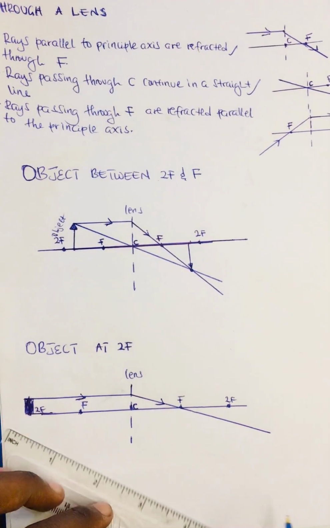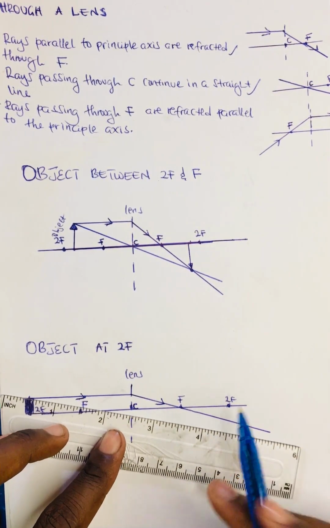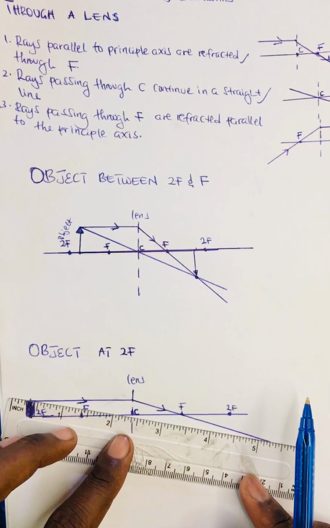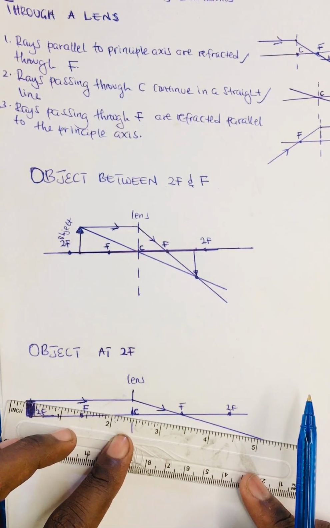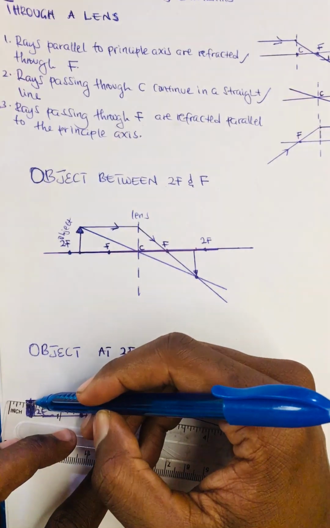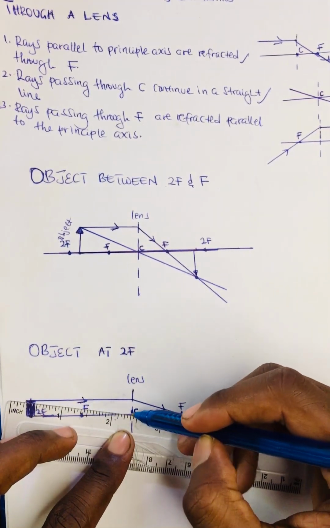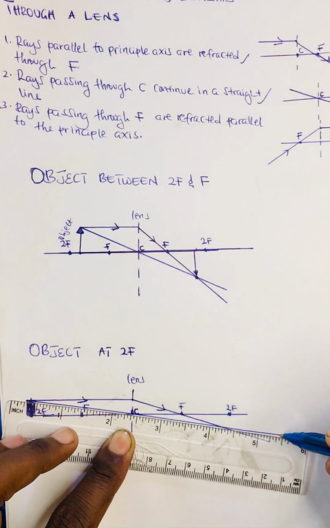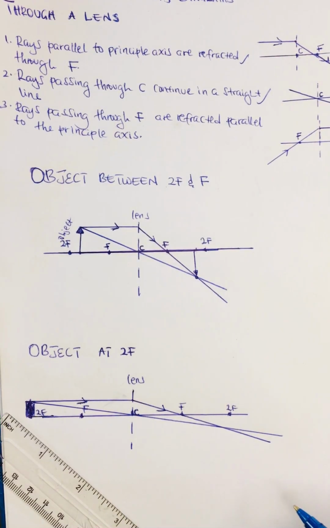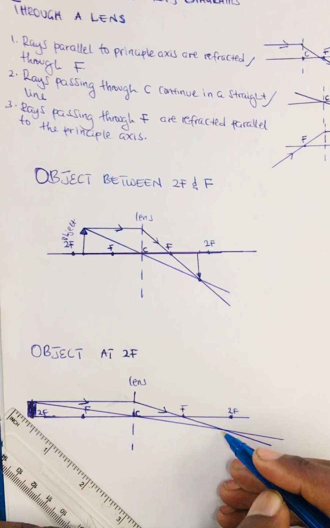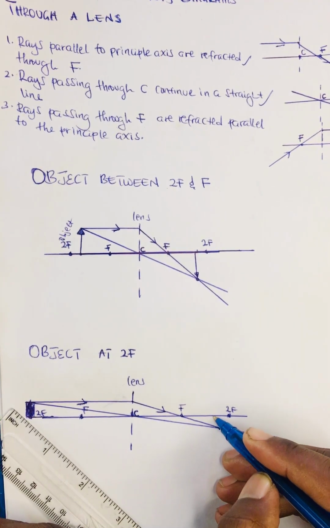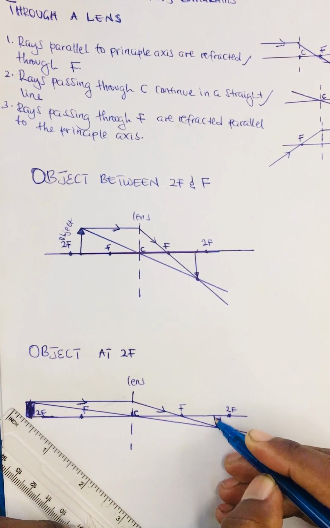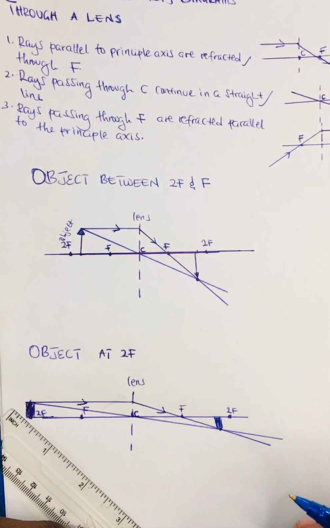The second rule: rays passing through C, which is the center, continue in a straight line. So the other ray will have to pass through the center, from the top of the object, like that. And so, as you can see, the image will be formed somewhere there. So this is where the image is going to be formed.